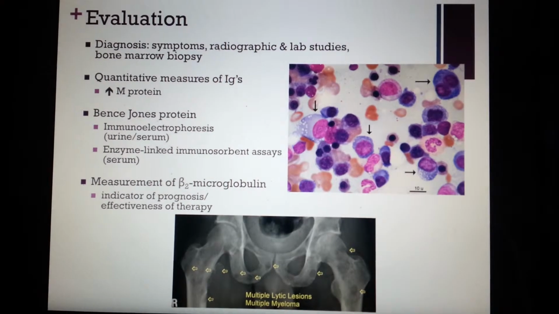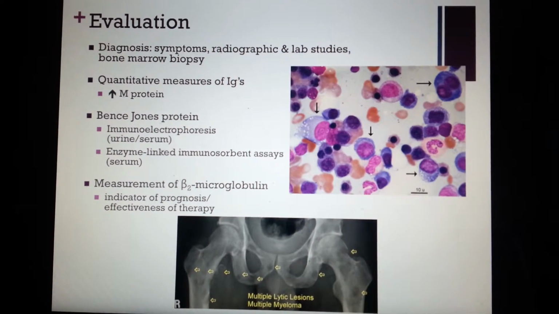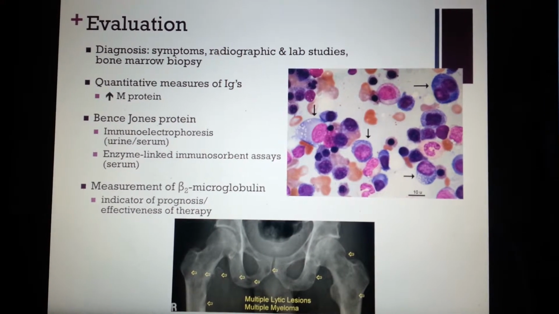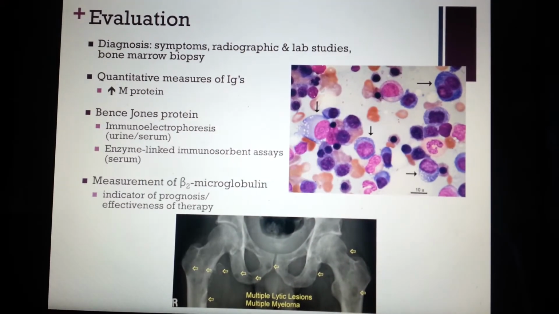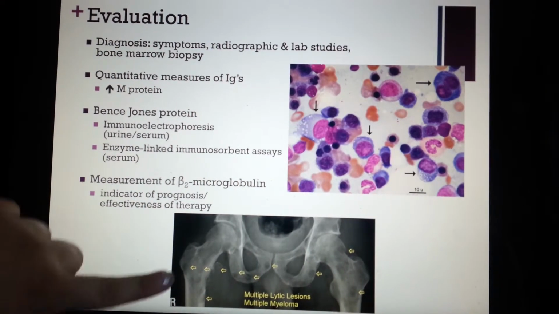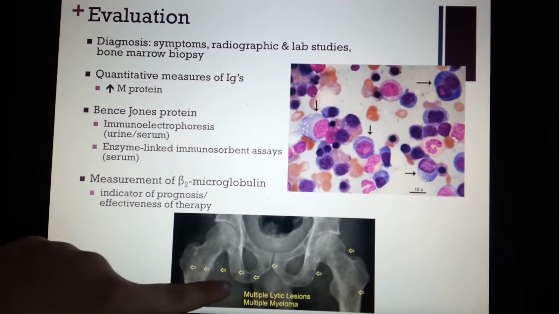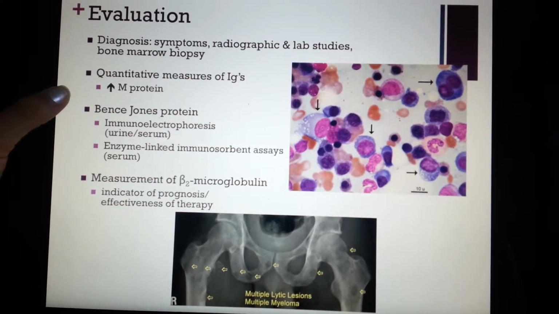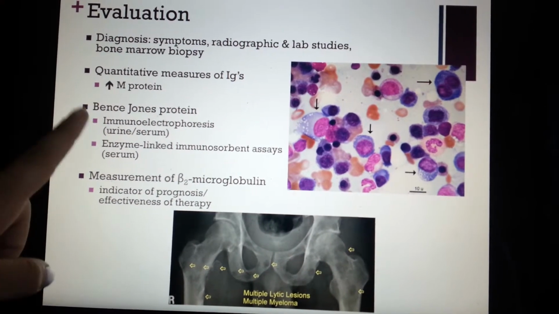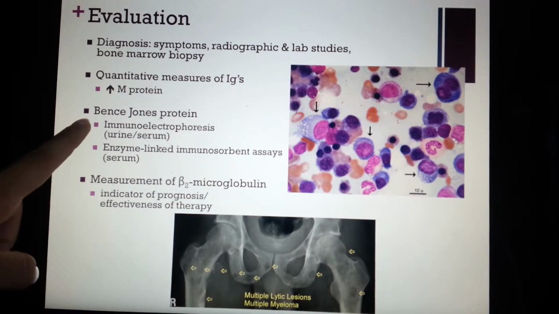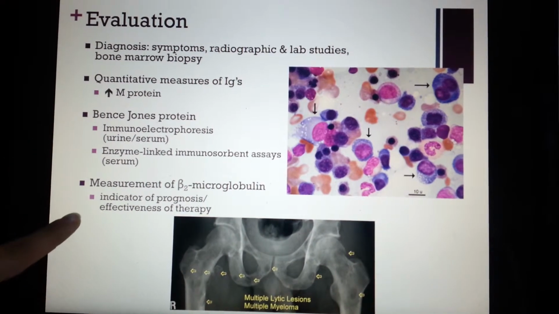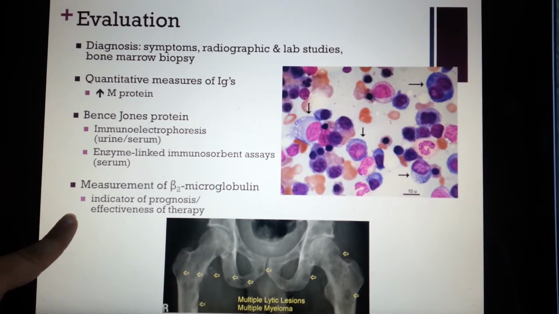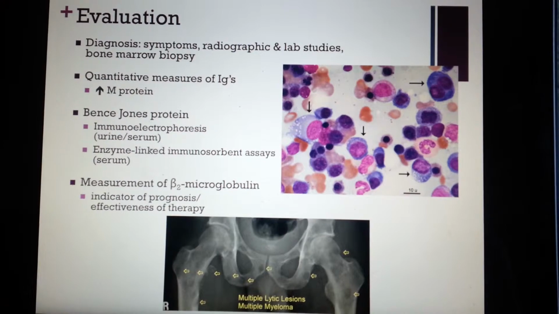To evaluate this, for diagnosis, we can base it off of the symptoms, or we can do radiographic and lab studies, or a bone marrow biopsy as seen here. This will show, basically it's an x-ray which shows the multiple lesions in the bone. You can also do quantitative measures of immunoglobulins, which will show increased M protein. You can look for Bence-Jones protein through these methods here, or you can measure the beta-2 microglobulin, which will indicate how effective the therapy is going.